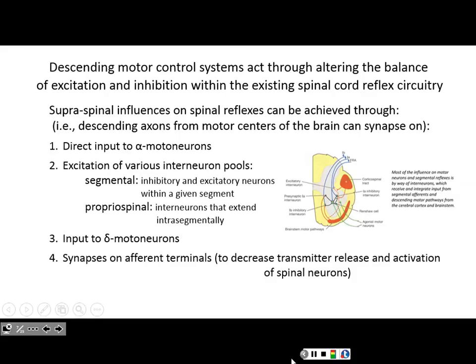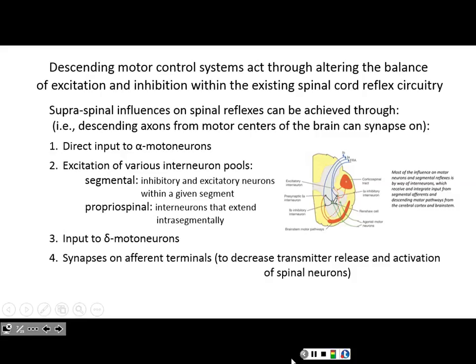It can have excitation to various different interneuron pools. By interneuron pools, I just mean groups of interneurons that are in there and have maybe slightly different functions. Some of them are segmental and they're restricted to the segment. Some of them have projections that extend a few segments, what we call propriospinal types of interneurons. But those are interposed in there, and a lot of the descending input comes down to interneurons.